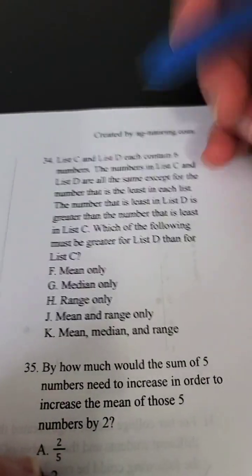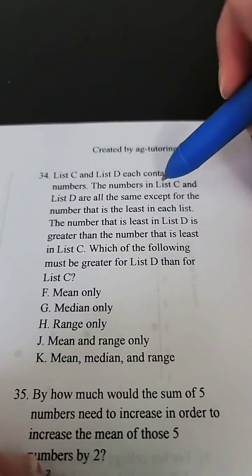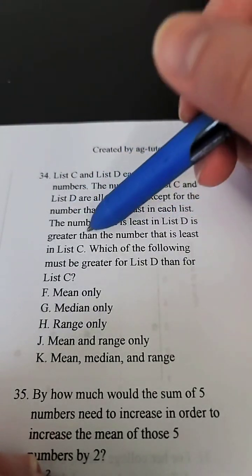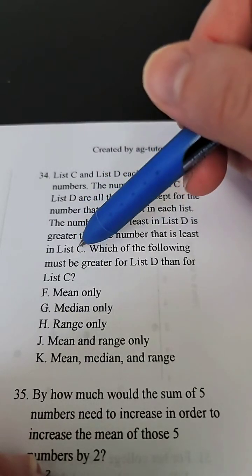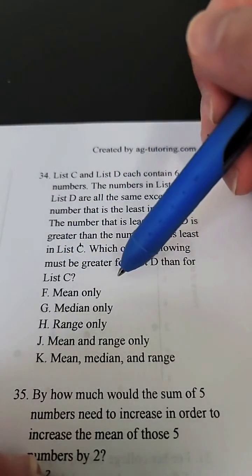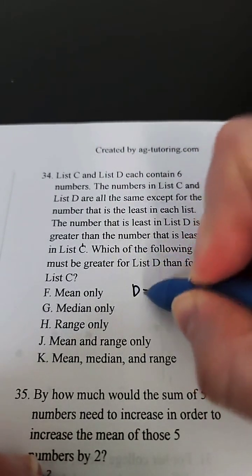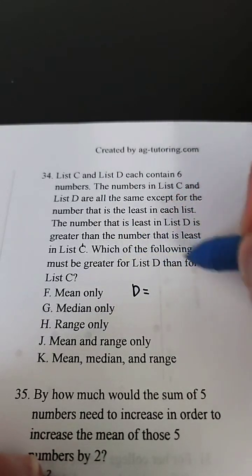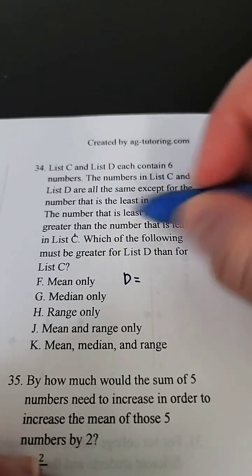It says list C and list D each contain 6 numbers. The numbers in list C and list D are all the same except for the number that is least in each list. The number that is least in list D is greater than the number that is least in list C. Which of the following must be greater for list D than list C? So all the other numbers are the same, except for that one number.